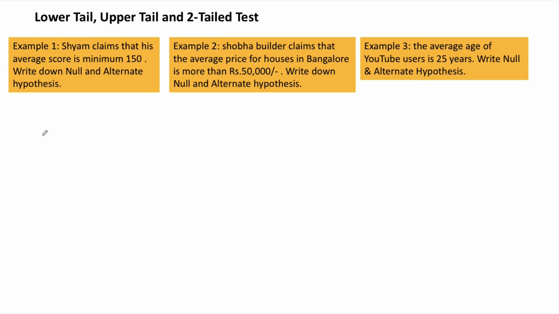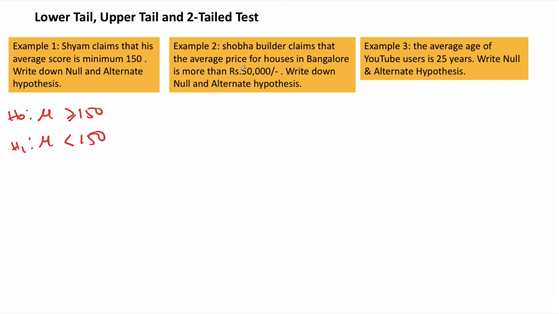So in this case the claim is average score is minimum 150. So that means mu is minimum 150, more than or equal to 150, and another will be less than 150. So this one will be the null hypothesis and this one will be the alternate hypothesis. Great. Now let's consider the second example.